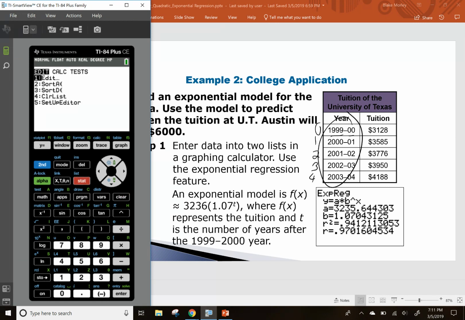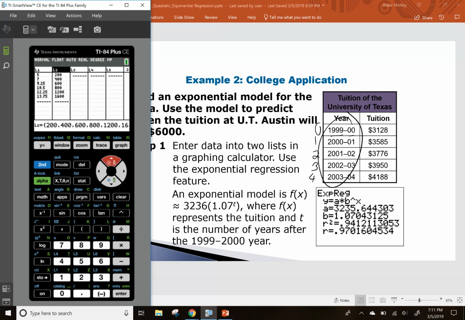So we're going to go to stat, then edit. We're going to clear these lists and type in this table instead. Clear that. And we're going to have 0, 1, 2, 3, 4. And then the dollar amounts: 3128, 3585, 3776, 3950, 4188. Okay, so I've typed it in.